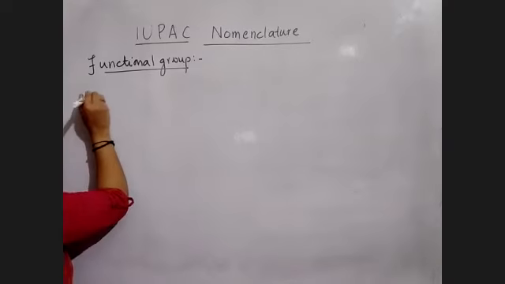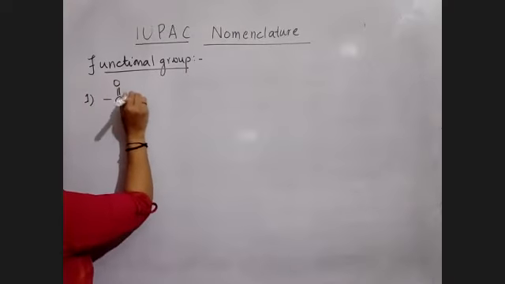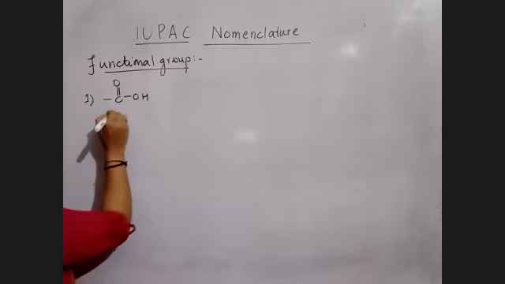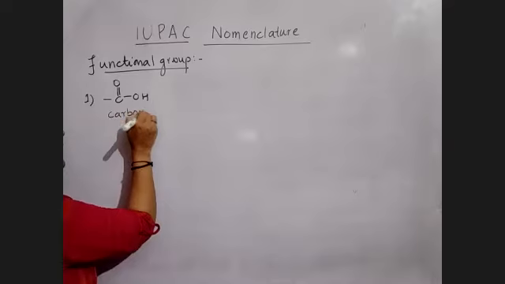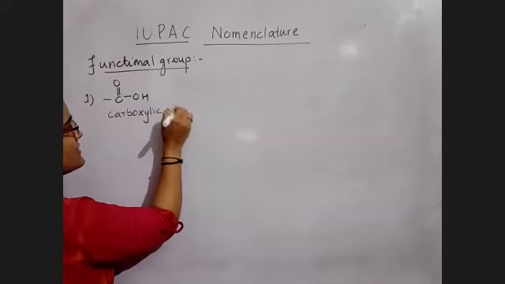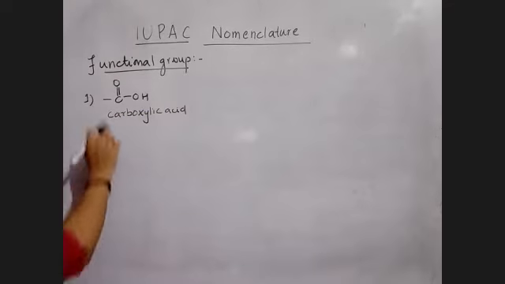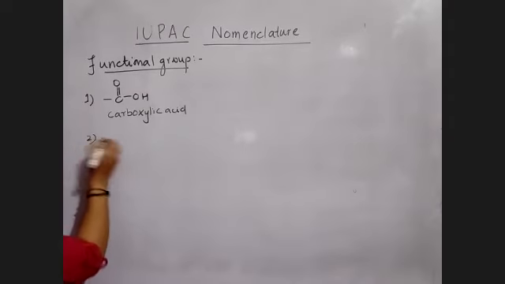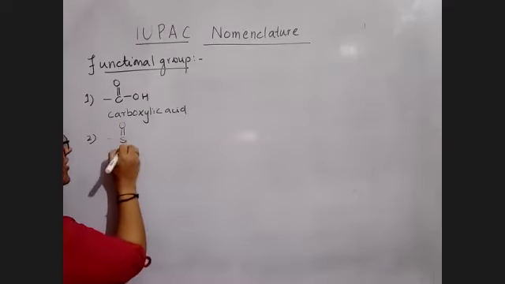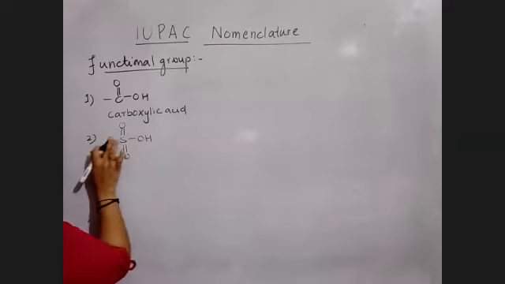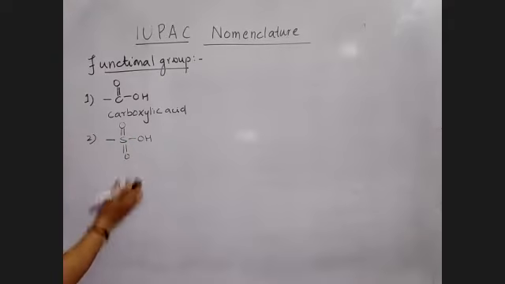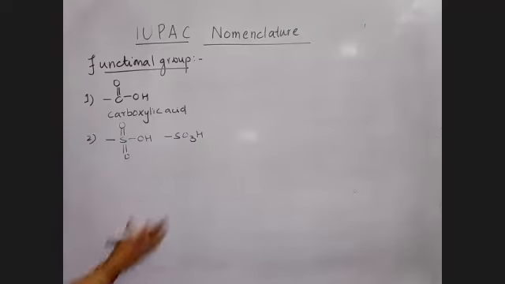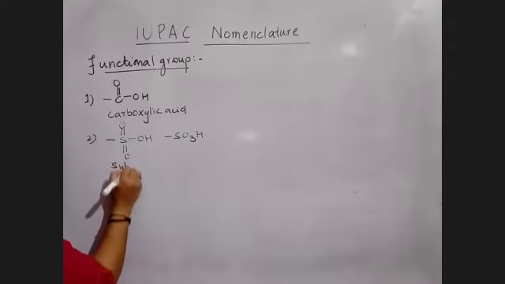First is COOH. This functional group is known as carboxylic acid. If any carbon atom contains COOH, then that is carboxylic acid. Second functional group is SO3H. Structure can be like this: sulfur double bond oxygen, or SO3H, because sulfur 3 oxygen H. This is known as sulfonic acid.